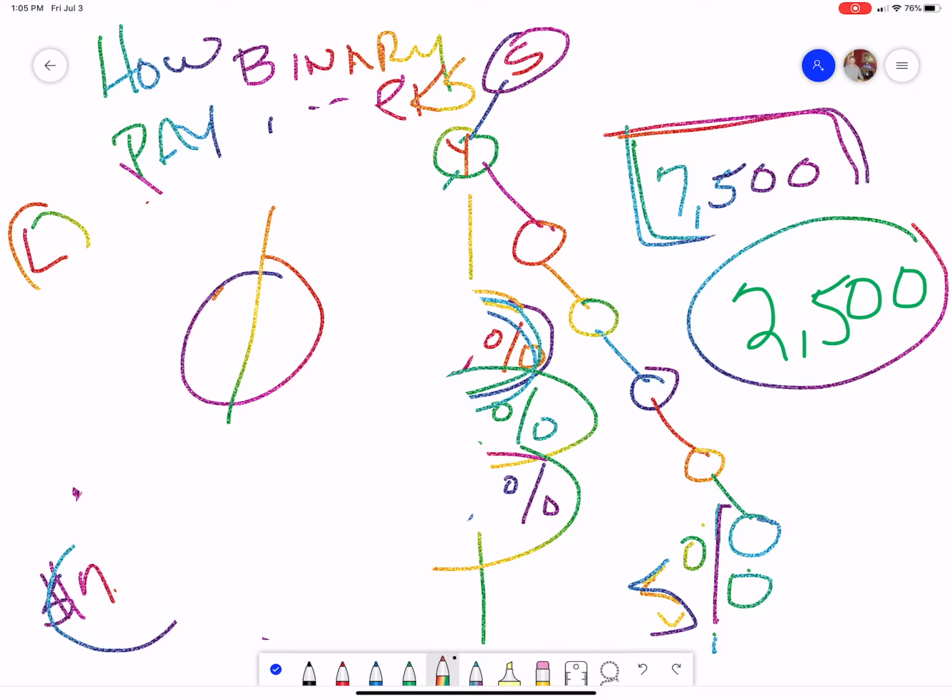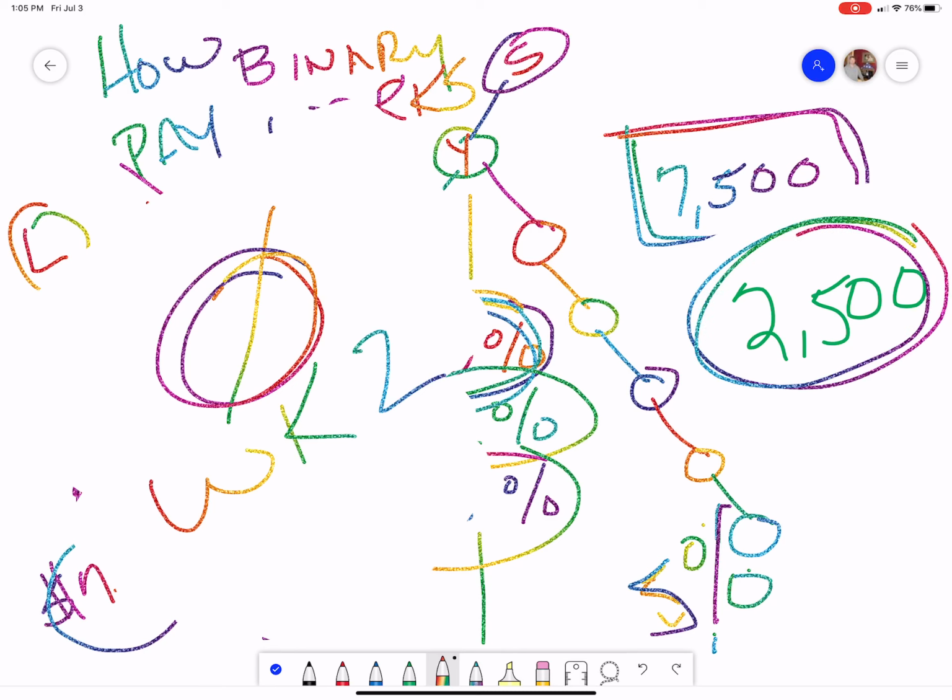A lot of people are misunderstood about binaries, and I don't know why, because it's the easiest model in the world to build. But you do get paid on every single person in your organization, regardless of what side they're on. So when you start, let's say, the second week of the pay period, you're going to start with 0 points on this side and 2,500 points on that side.